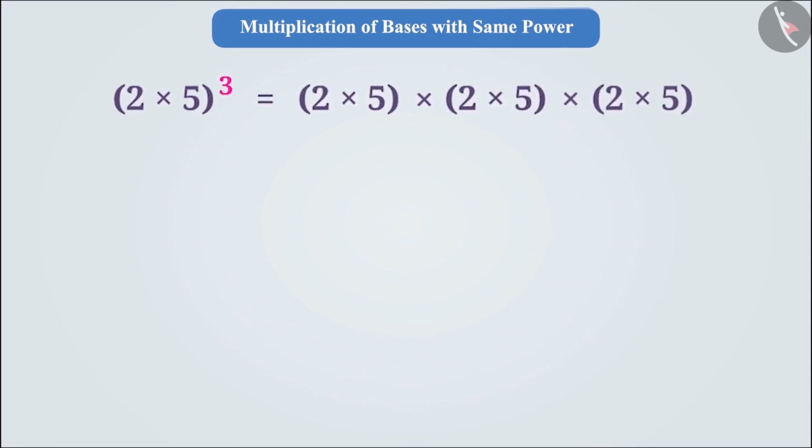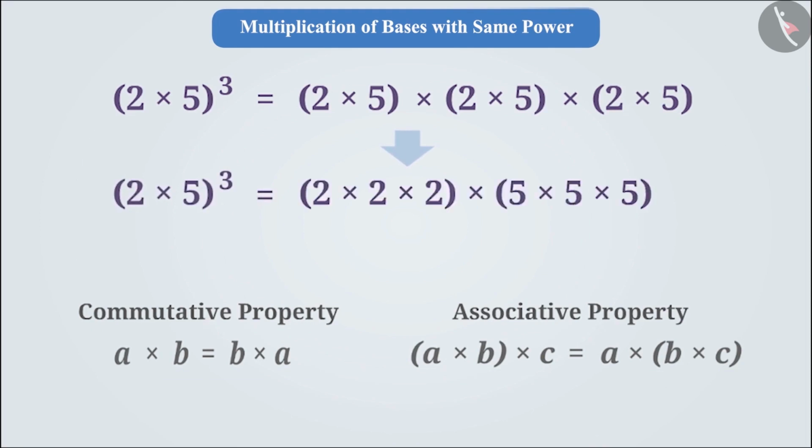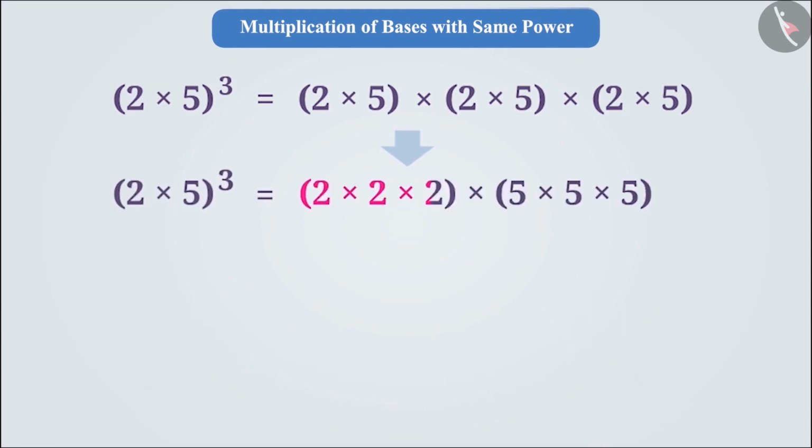Now let's understand how to multiply bases having the same power. Suppose we have to simplify 2 into 5 to the power of 3. Since the power is 3, we will multiply 2 into 5 three times by itself. For multiplication, we can use either the commutative property or the associative property to change the order and grouping of numbers. So, we will arrange the numbers in this way. Here, 2 is multiplied by itself 3 times, so we can represent it as 2 to the power of 3. In the same way, we can represent 5 as 5 to the power of 3.